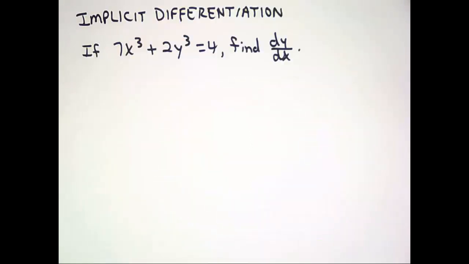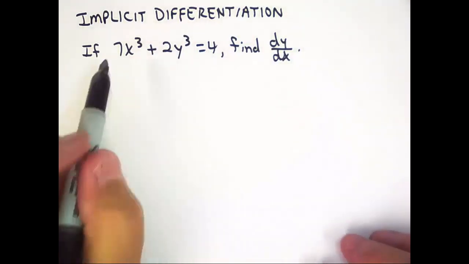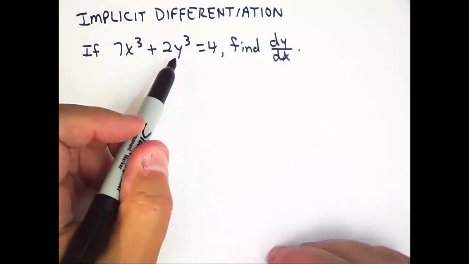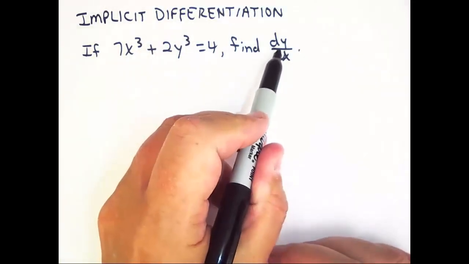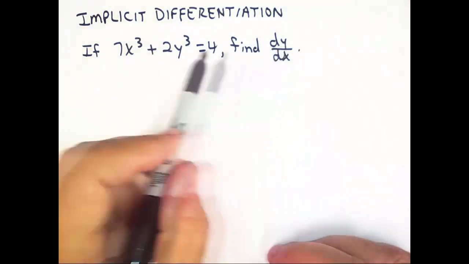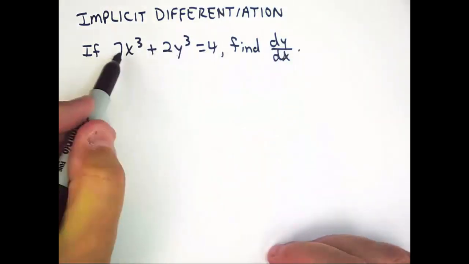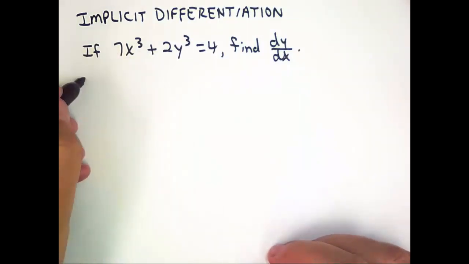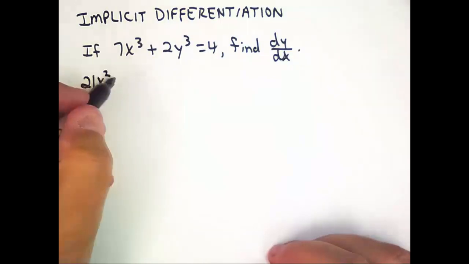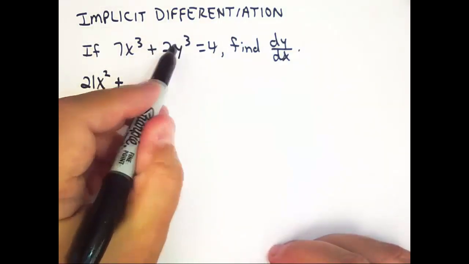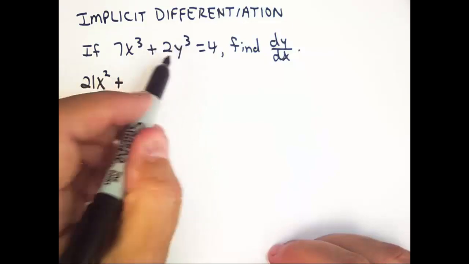Let's solve some implicit differentiation problems. First of all, we have this one: 7x cubed plus 2y cubed equals 4. And we want to find the derivative of y with respect to x. That means we're thinking of y as a function of x. So the derivative of 7x cubed is 21x squared plus, now the derivative of 2y cubed, remembering that y is a function of x, will involve the chain rule.